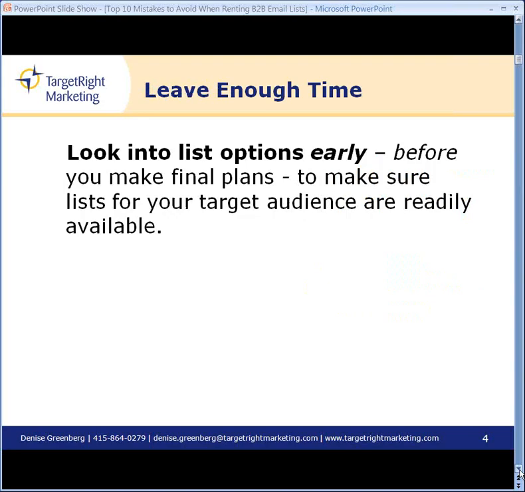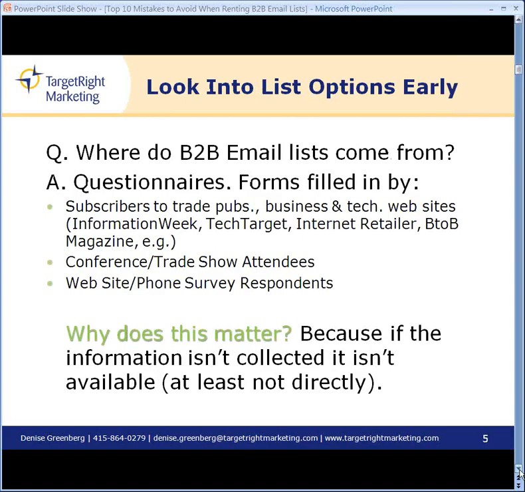So the first topic is timing. Leave enough time. It's very important when you're planning an email campaign to look into list options early before you make final plans. The reason for that is that you want to make sure that lists for your target audience are readily available before you develop the rest of your campaign.